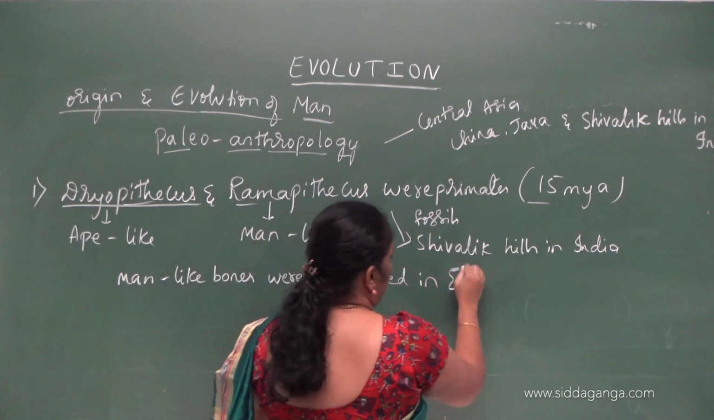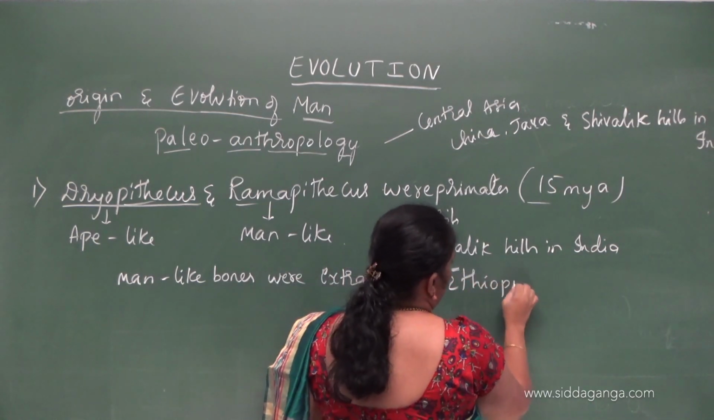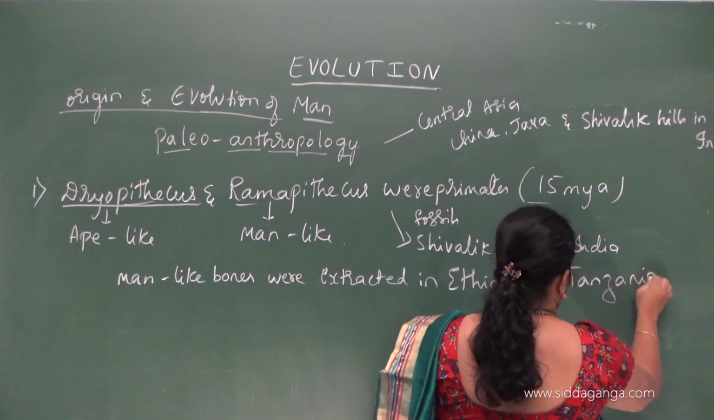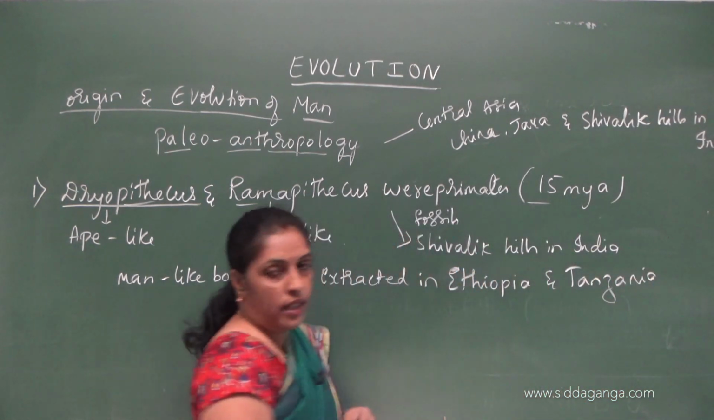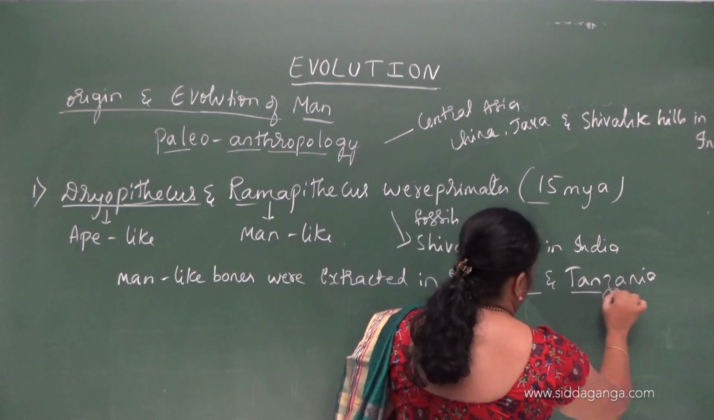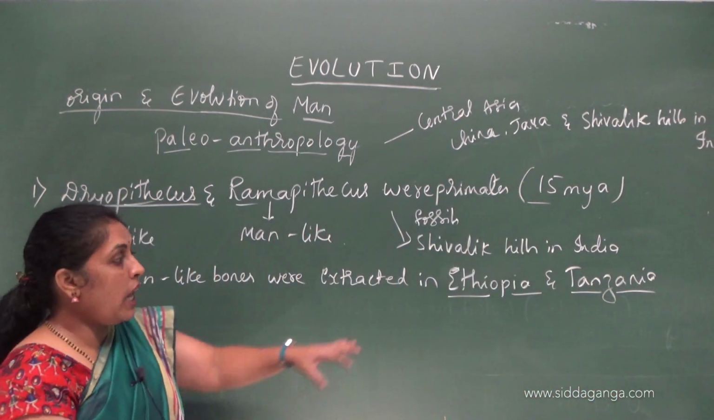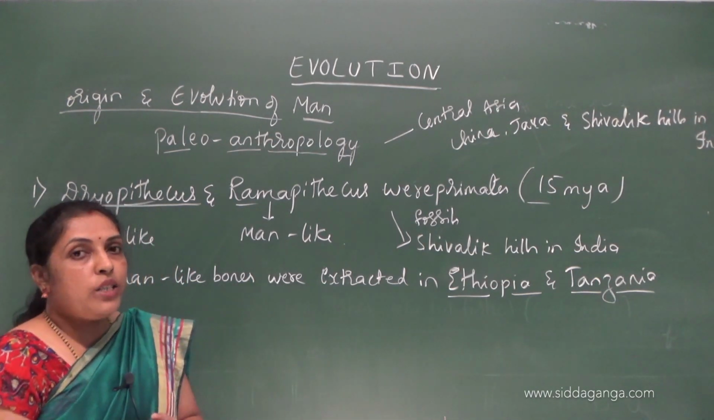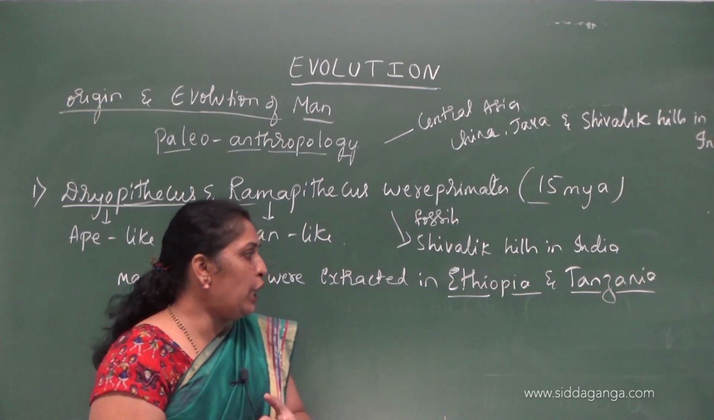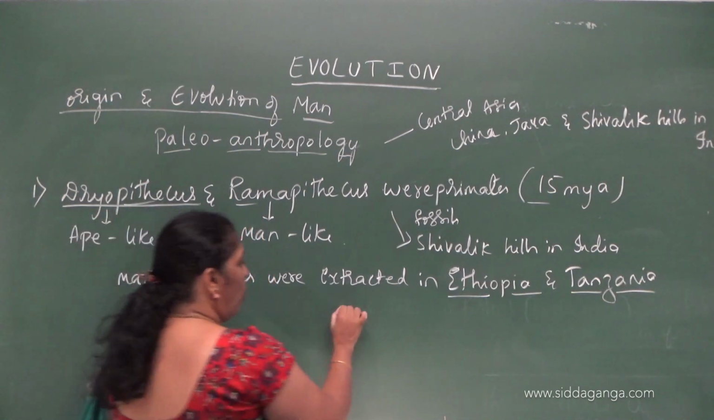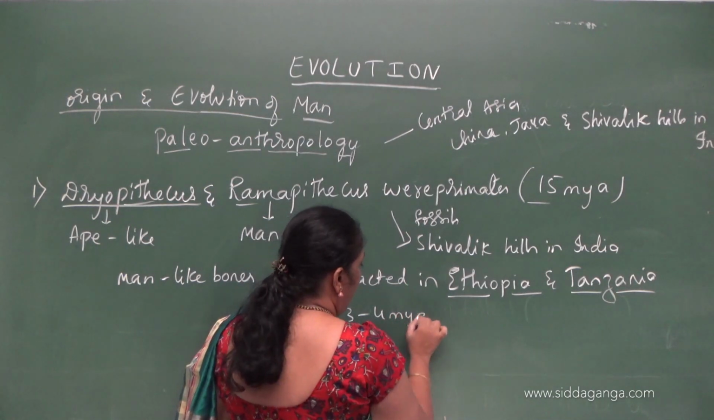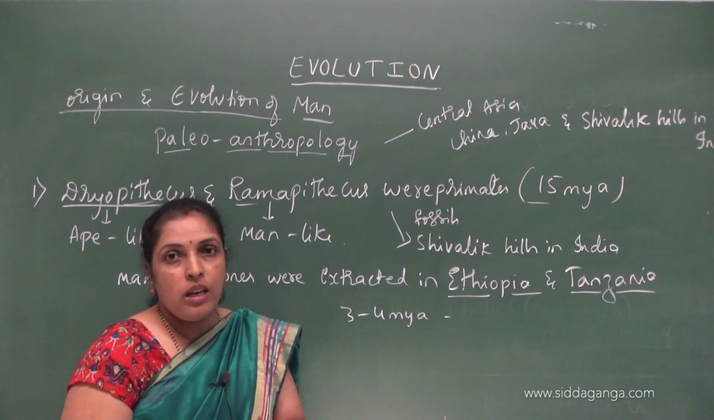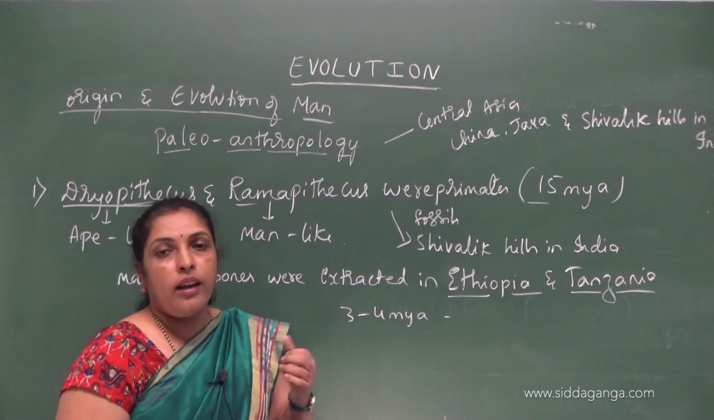in Ethiopia and Tanzania. This evidence tells that nearly 3 to 4 million years ago, man-like primates walked in Eastern Africa.